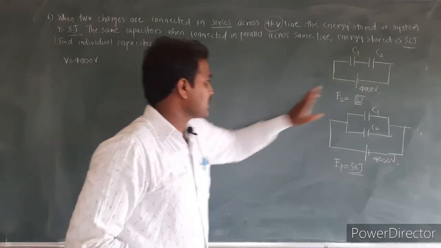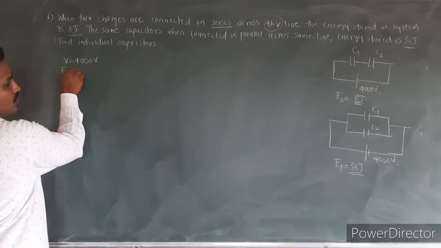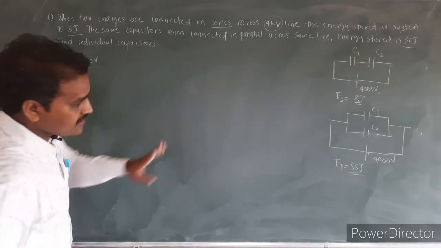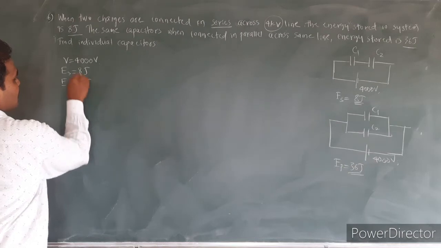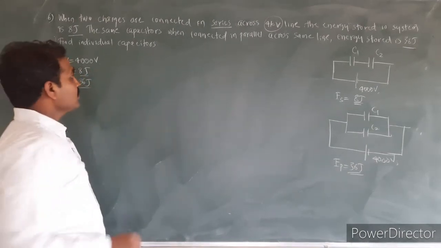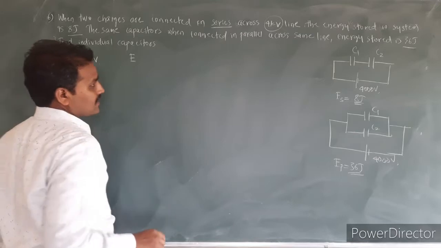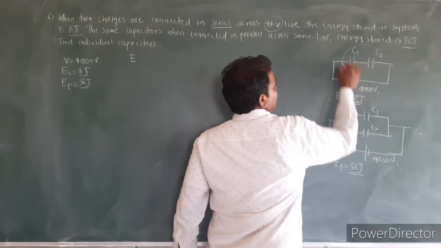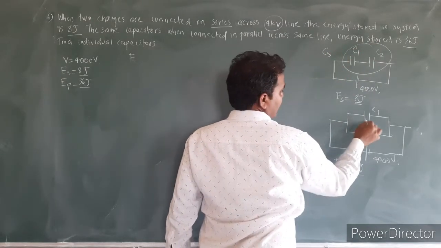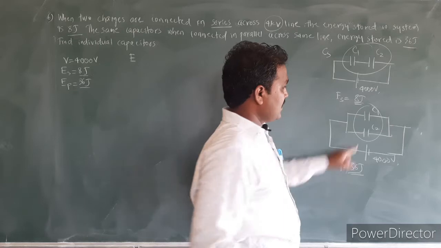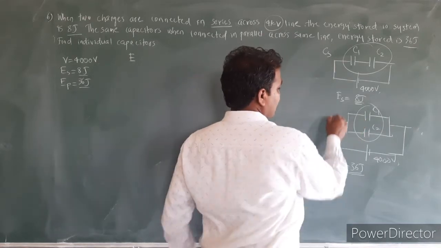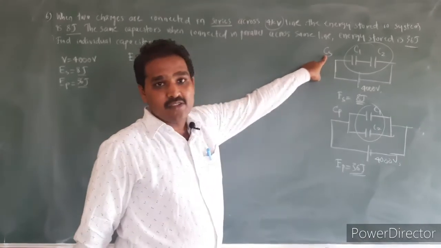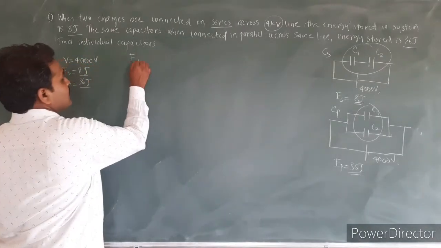Okay, and the energy stored in the series combination, that is Es, is equal to 8 joules, and the energy stored in the parallel combination is equal to what? 36 joules. Okay, and I have the basic equation for energy stored in the capacitor. Let us consider the effective capacitance of this series combination, let me write this as Cs. Let me write the effective capacitance of the parallel combination as Cp here.